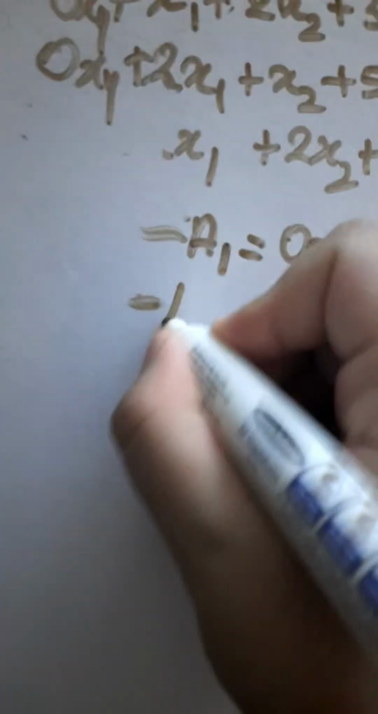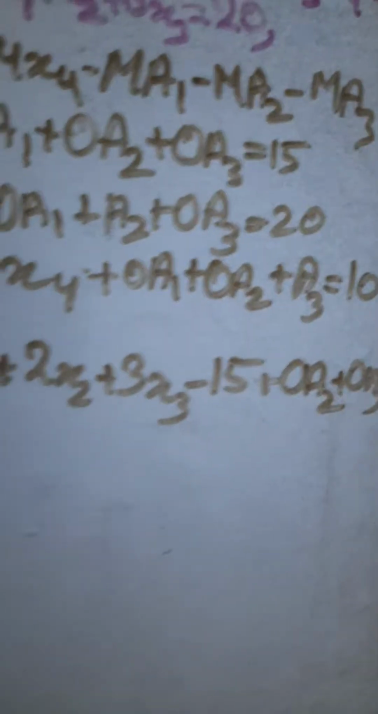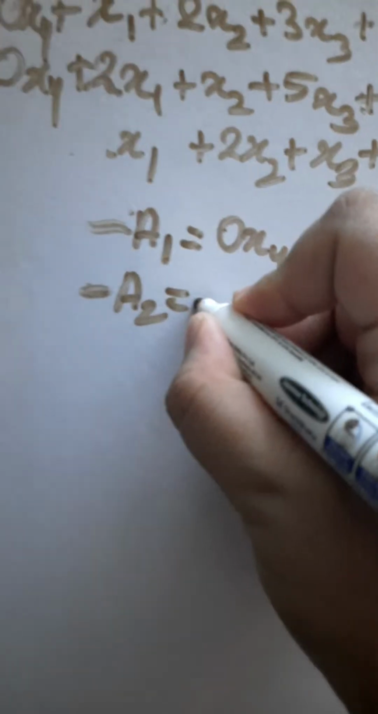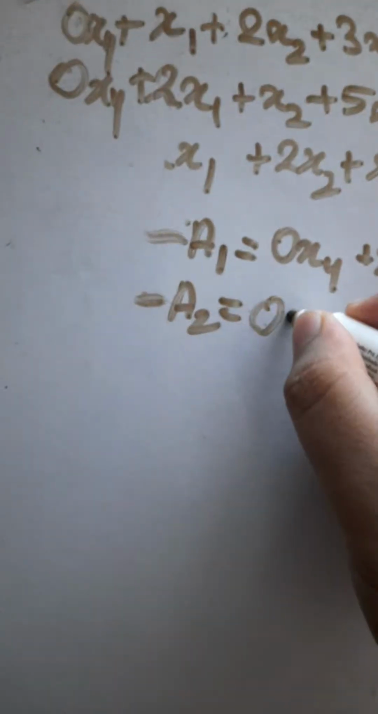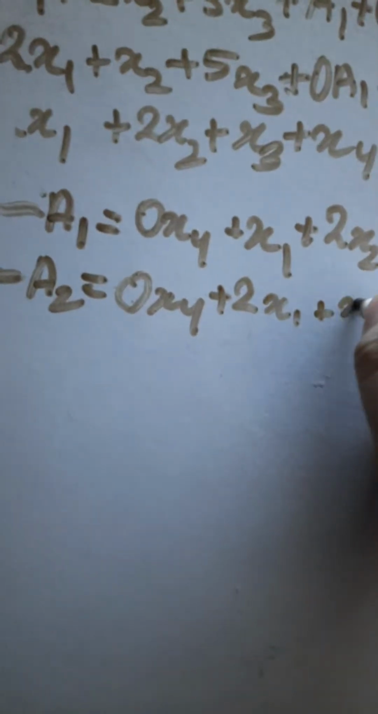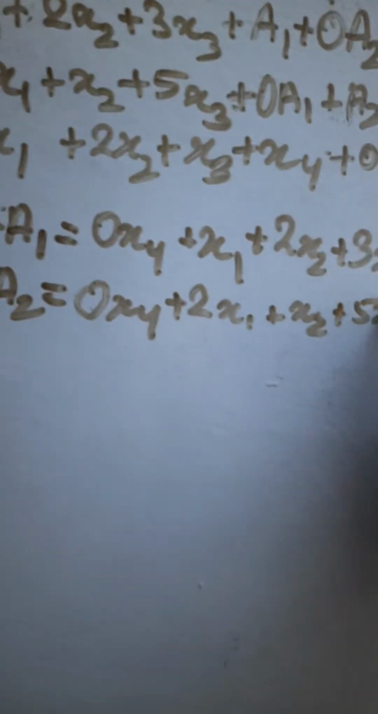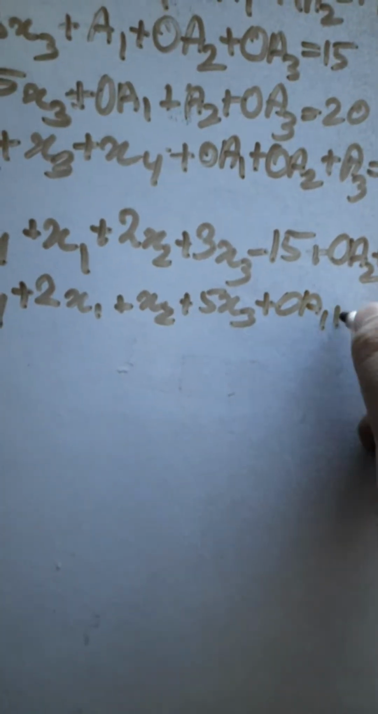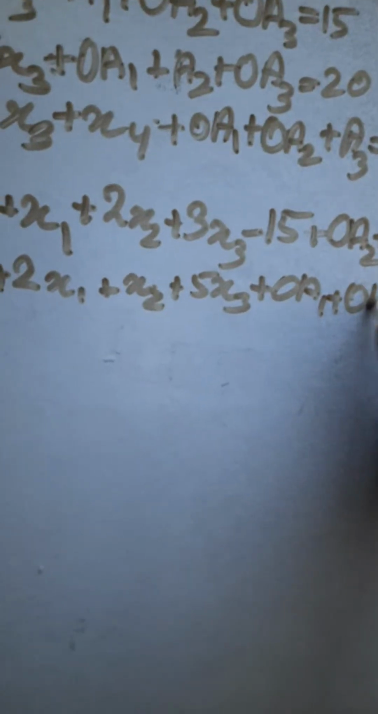Let's show you. Minus a2 equal to, see this equation, this one. Minus a2 equal to 0x4 plus 2x1 plus x2 plus 5x3 plus 0a1 plus 0a3 minus 20.